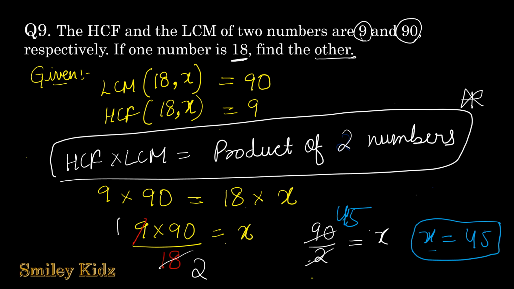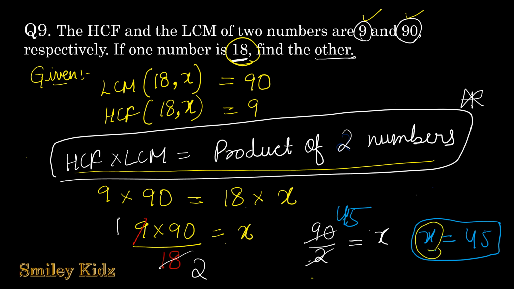Now what is x? x is the other number. We know that one number is 18. The HCF and LCM are already known. We have just applied HCF times LCM is equal to the product of two numbers, and upon arriving at the value of x, x is nothing but the other number, that is 45.